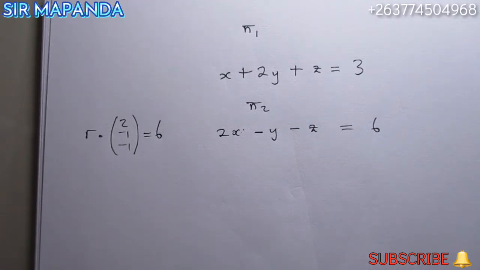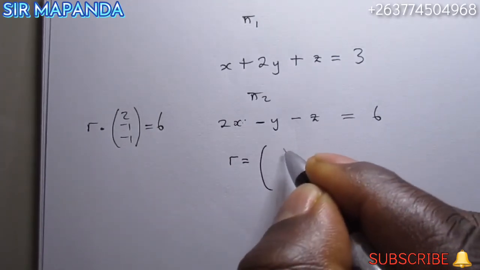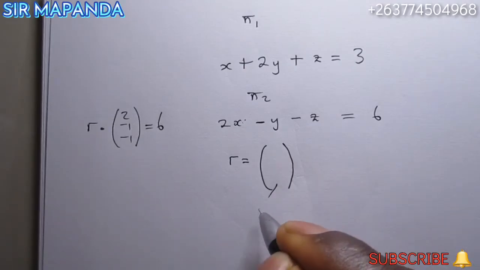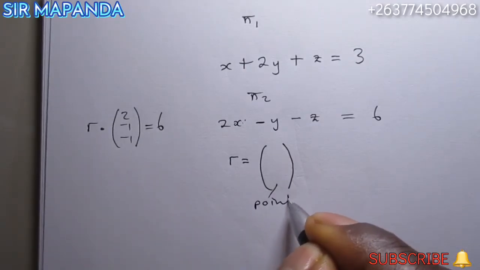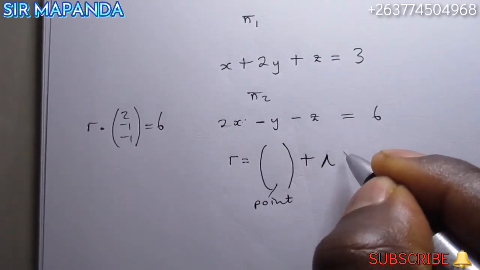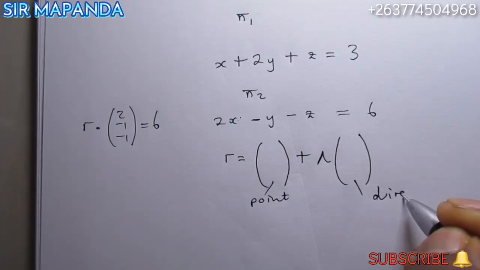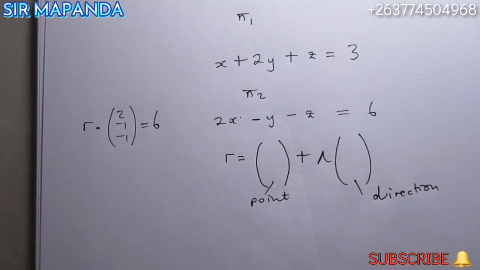Right. So to find the vector equation of the line, you need to know the form. You must have this bracket which represents any point lying on that vector line, plus lambda. Then this bracket denotes the direction of that line. So you need to understand the form first. So let us start by identifying the point.